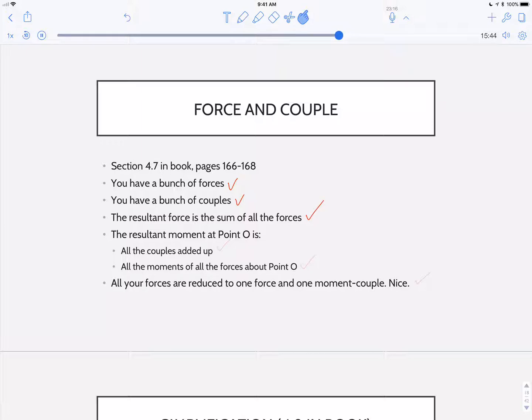And the resultant moment, and this is what takes a little bit of explaining, the resultant moment at point O, just add up all the couples and add up all the moments about point O. All your forces are reduced to one force, and all your forces and moments are reduced to one moment. That's very, very nice.